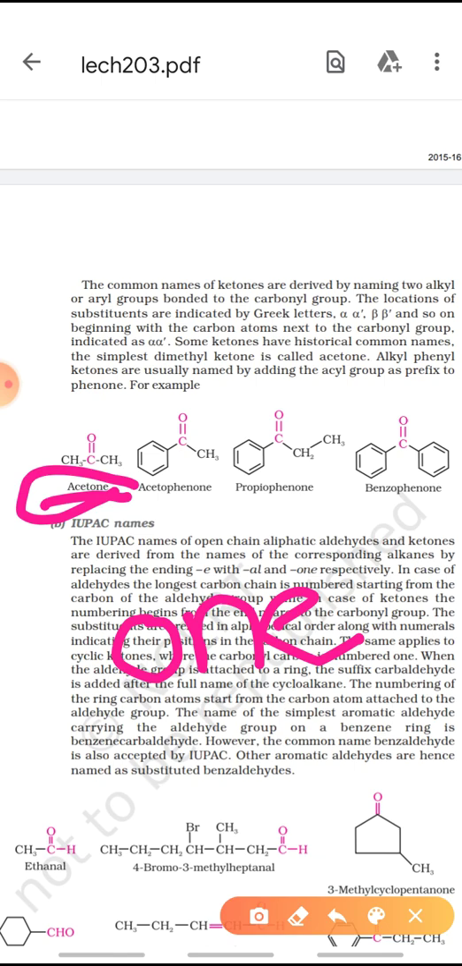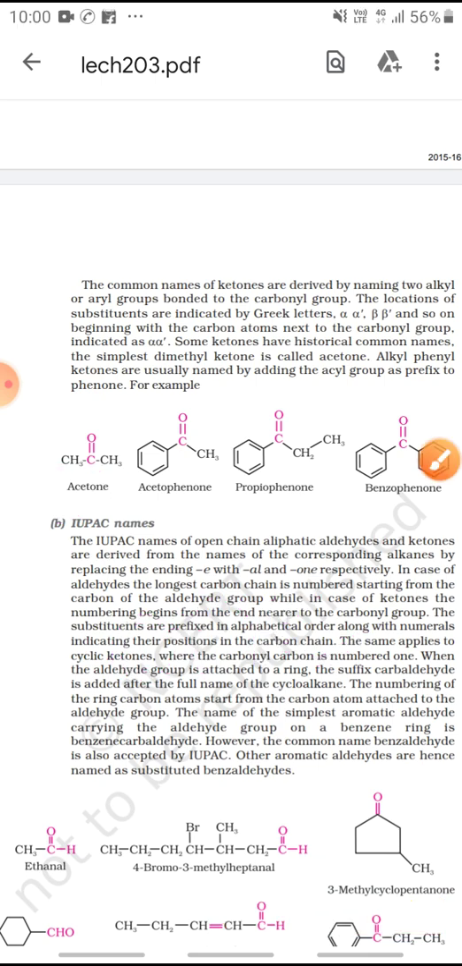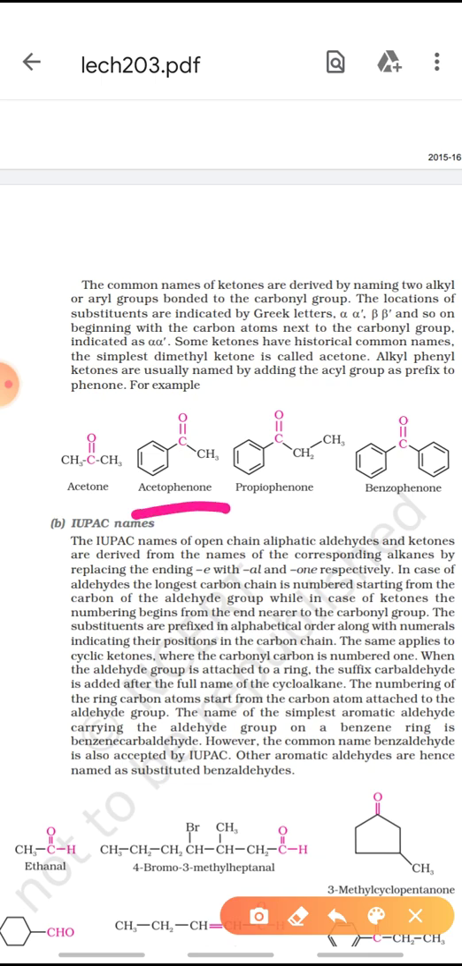We don't pronounce it as "on", we pronounce it as "one". So it will be propanone. Similarly, this will be acetophenone. This will be propiophenone, benzophenone.